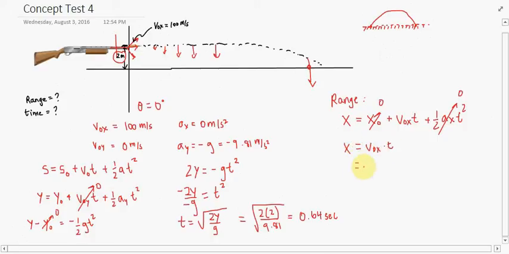Well, I have both of those now. The velocity in the x direction was 100 meters per second times this 0.64 seconds, and it gives me 64 meters. Right, so this bullet will have traveled 64 meters before it reaches the ground. Okay, and those are your final answers. You've solved for time and you've solved for the range.